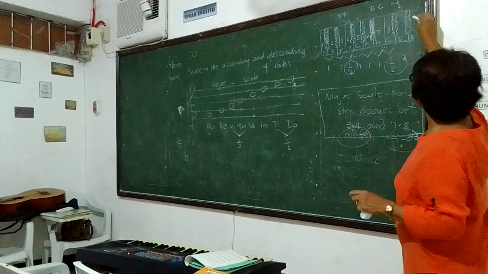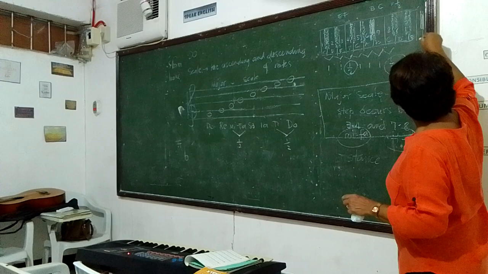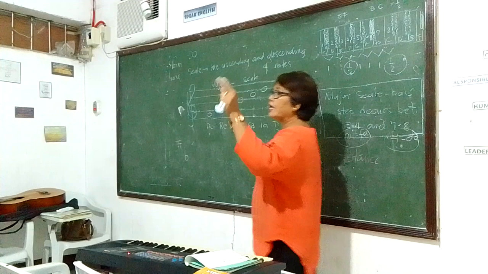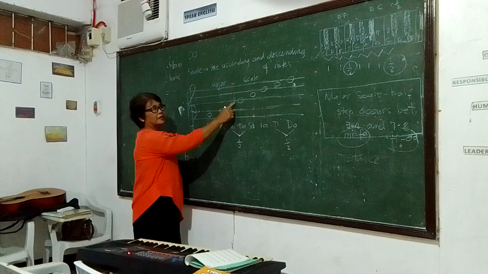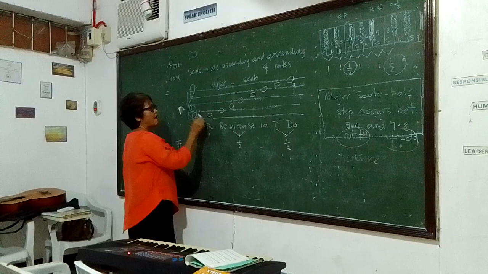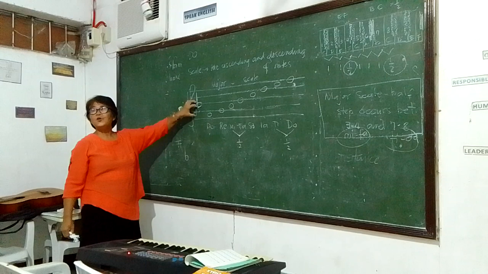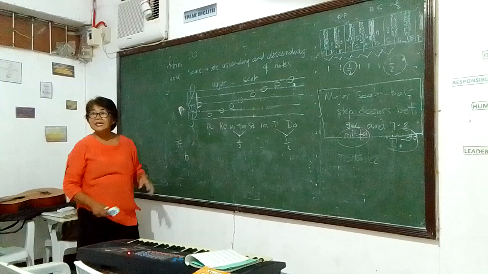How many notes are flat? One. So in the key of F, we have one note to be flatted. The flat sign placed at the beginning is now called the key signature.